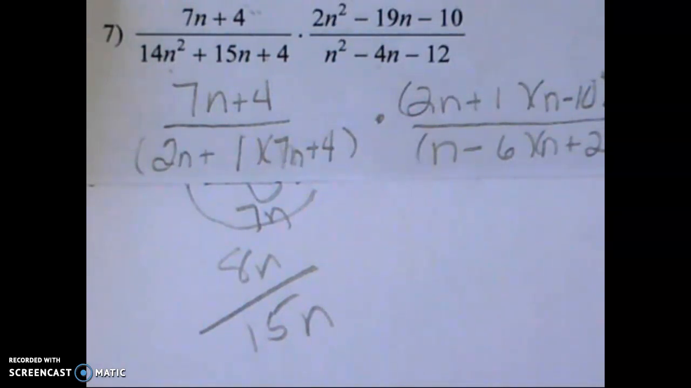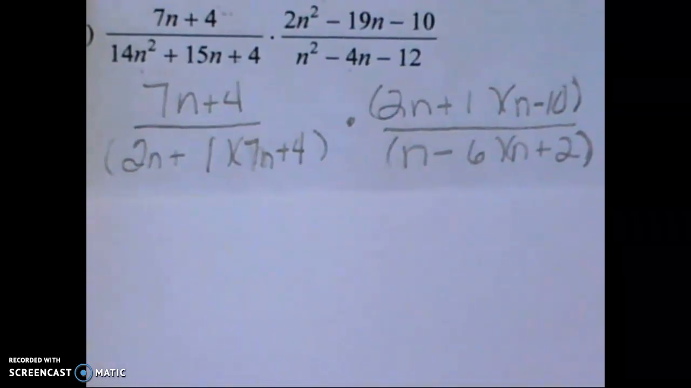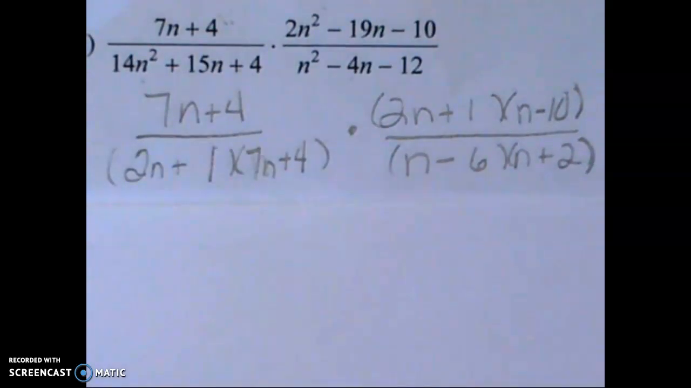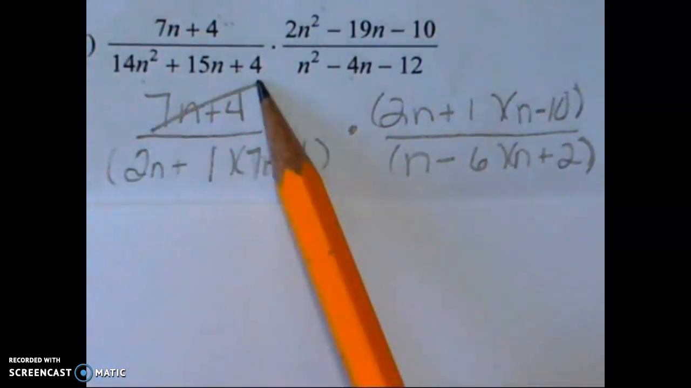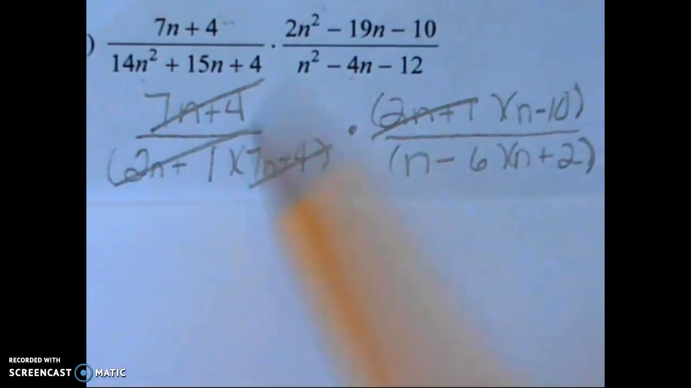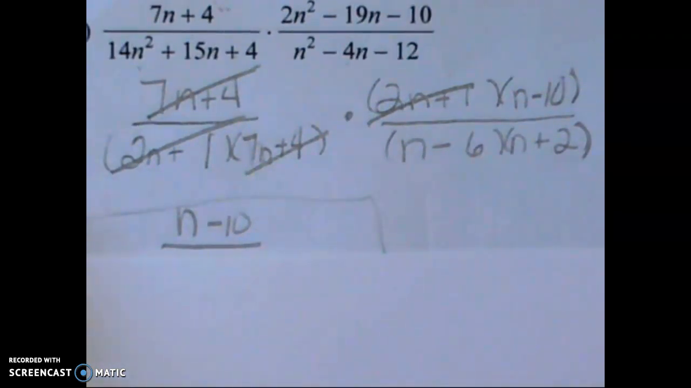In the second fraction, it factors into 7n plus 1 and n minus 10, and in the denominator, n minus 6 and n plus 2. Once you have everything completely factored, you can just cancel. Numerator to denominator. It does not have to be in the same fraction. Numerator, denominator. Again, numerator, denominator. I don't see anything else. In the numerator, I'm left with n plus 10. In the denominator, I'm left with n minus 6, n plus 2.